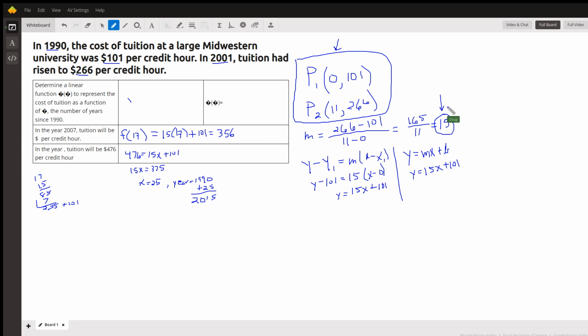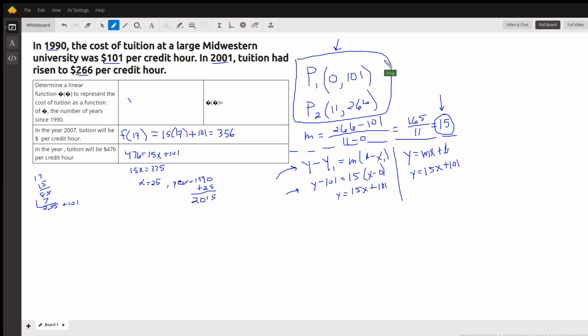So once you've got the slope, you can use point slope if you want, which is this right here. y minus the y coordinate of the point you know about equals the slope times the quantity x minus the x coordinate you know about. And point 1 here, the initial point, probably the easiest to use, looks like this. And if you solve for y, you get y equals 15x plus 101.